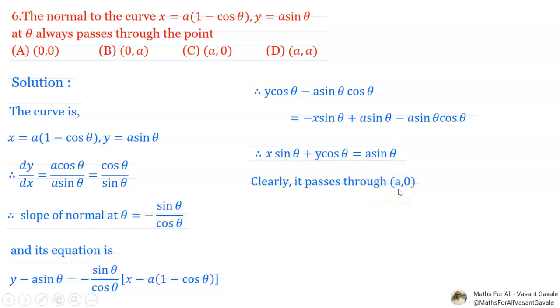(a, 0). Which means the option C is correct. Once we get this equation, we substitute this point here and then we will get the answer from the options also. Okay, and hence the option C is correct here.